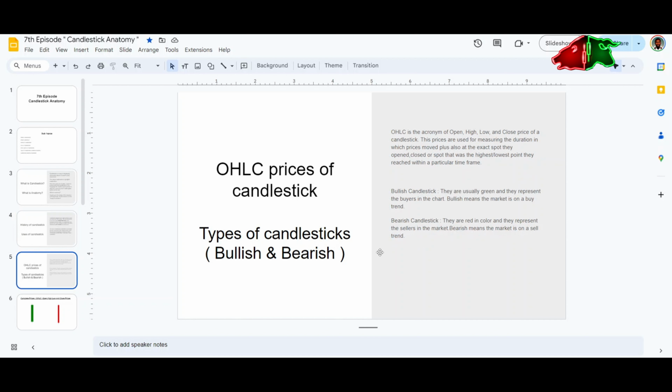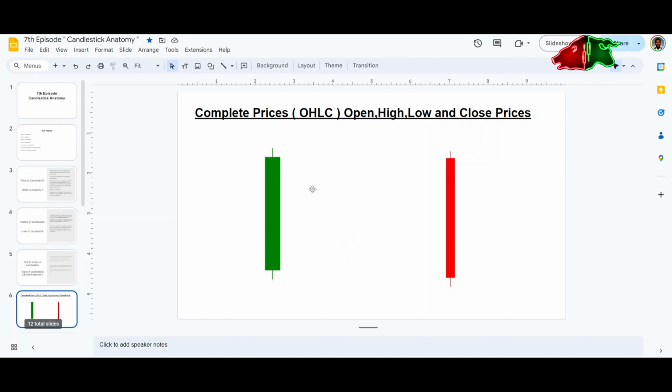All right, next on our list is OHLC prices of candlestick. So what is OHLC? OHLC is the acronym of open, high, low, and close price of a candlestick. If you see a candlestick, I would love to show you guys a quick diagram. Yeah, this is how candlestick is. This is the green and this is the red.